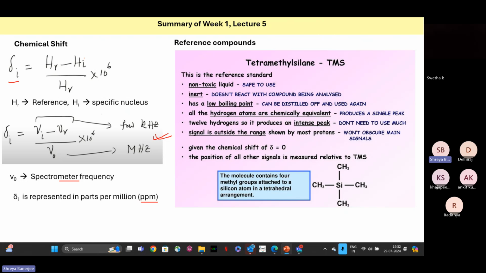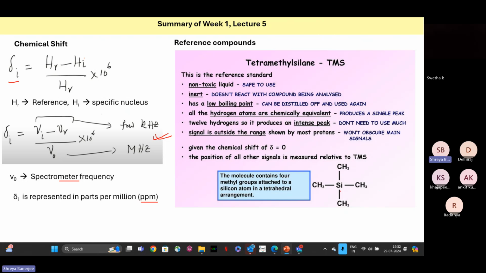Firstly, TMS is non-toxic. TMS is very inert, so it will not react with the compound that you are studying. There are other points also, which you can go through later. So all these slides will be uploaded. The recording will also be uploaded and the slides will also be uploaded. So you can check that out and come back with your doubts later.